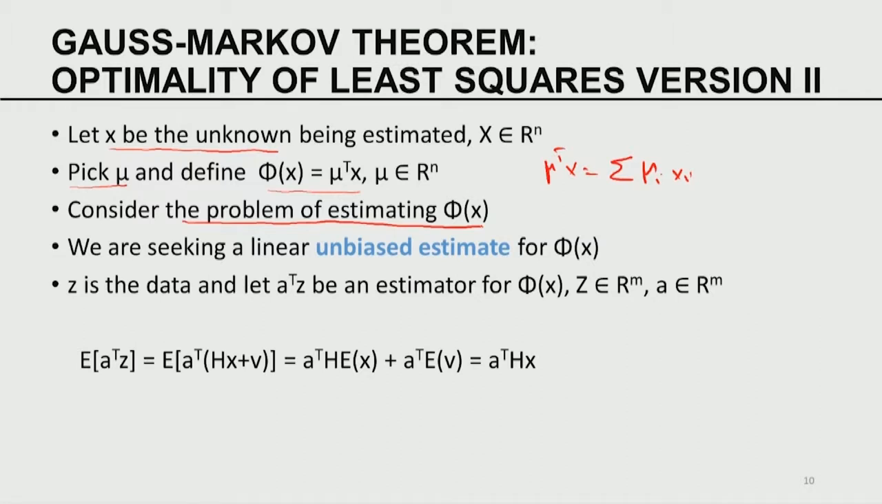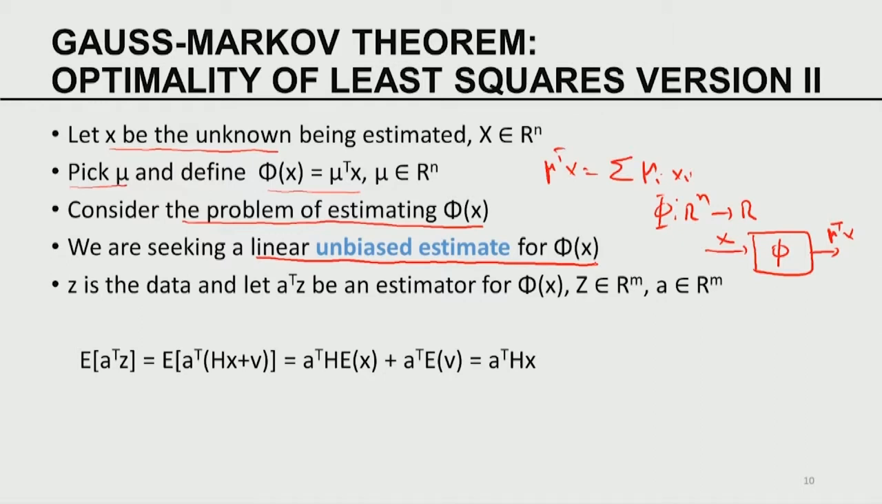Ultimately, I am interested in estimating x, but I am considering a special case of estimating phi of x. You can think of phi of x as a functional. So phi is a mapping from Rn to R. Phi is a function to which if I give x, it gives me mu transpose x, and phi is defined by mu. So that's the idea here. What is it we are seeking? We are seeking a linear unbiased estimate for phi of x.